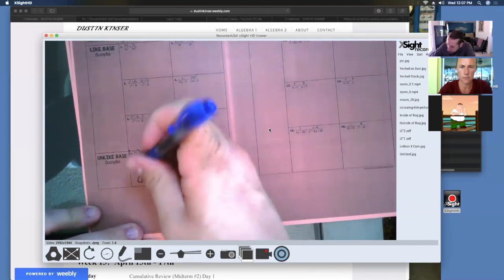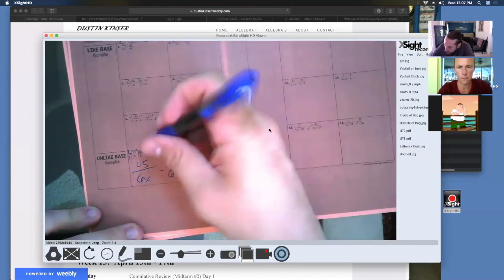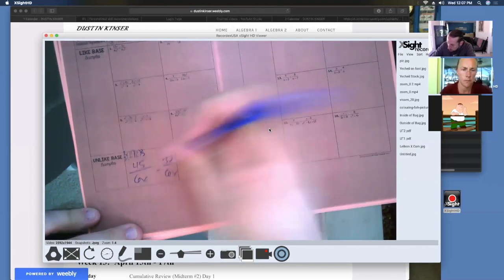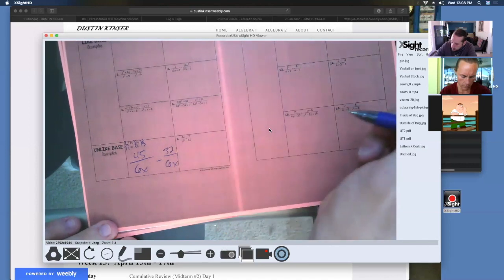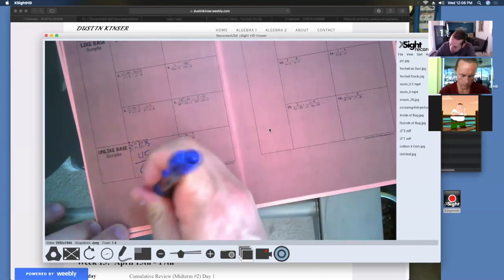So that's going to give me 45. And then 3 times 2x is 6x. Here I have to multiply top and bottom by 2, so it's going to be 32 over 6x. Now I have common denominators, so I can subtract. That's going to give me 13 over 6x.